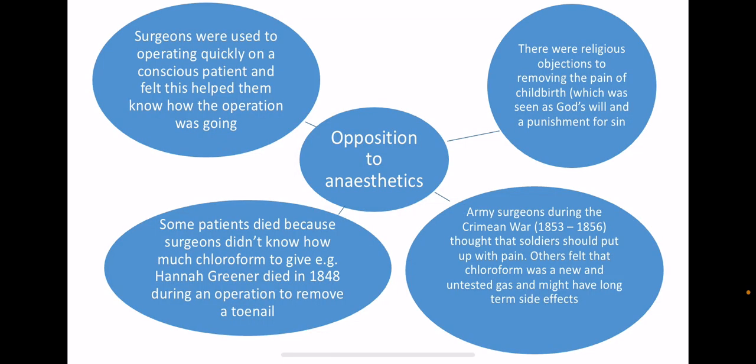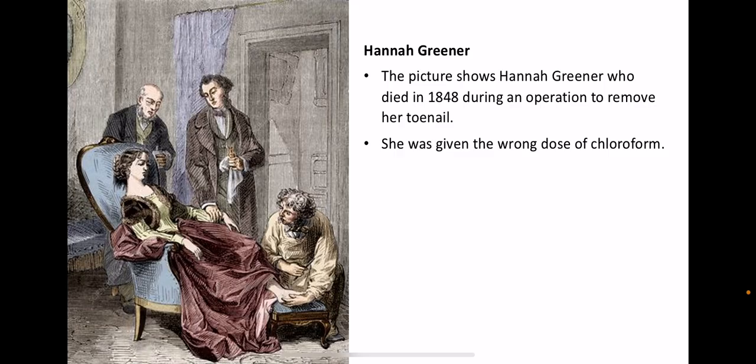So, as with a lot of things in medicine, the path is not as easy as they discover something and people use it. There was opposition to anaesthetics. Surgeons were used to operating quickly on a conscious patient and felt this helped them know how the operation was going. If they weren't getting any feedback from the patient, then they couldn't really know how it was going. There were objections to removing the pain of childbirth, which was seen as God's will and a punishment for sin. Some patients died because surgeons didn't know how much chloroform to give, and so they gave too much. And army surgeons during the Crimean War thought that soldiers should put up with the pain. Others felt that chloroform was new and an untested gas and might have long-term side effects.